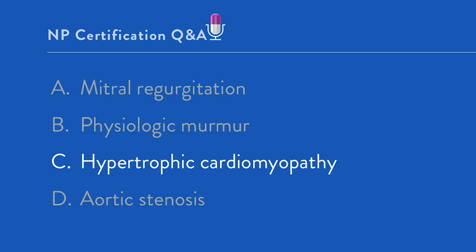This is incorrect. First of all, the murmur of mitral regurg is holosystolic, meaning it takes up all of systole with the same intensity throughout systole. Changing position from supine to stand usually has little, if any, influence on the intensity of the murmur.